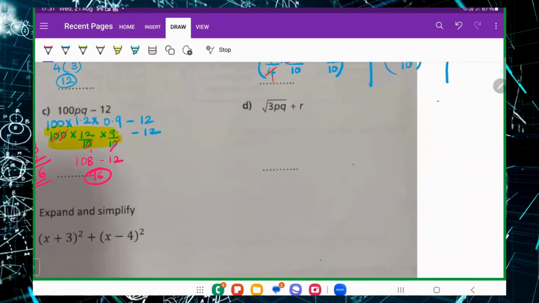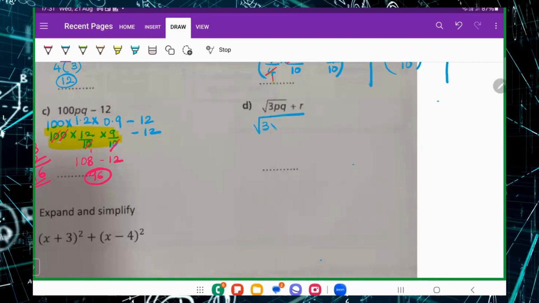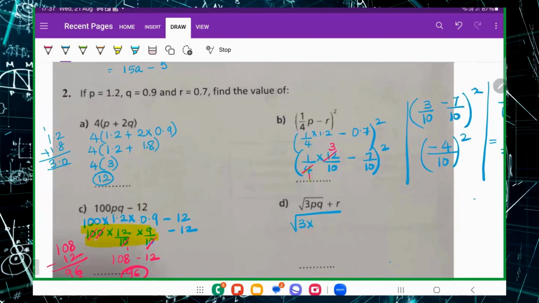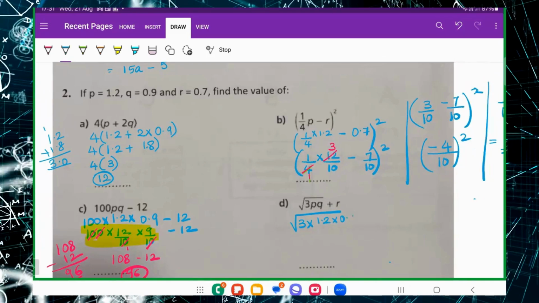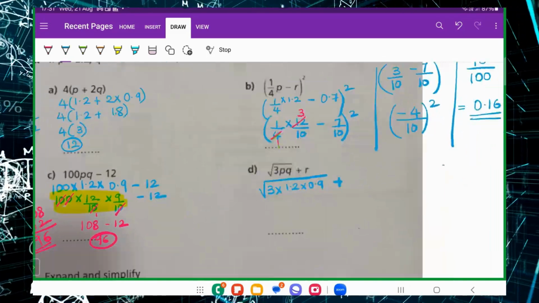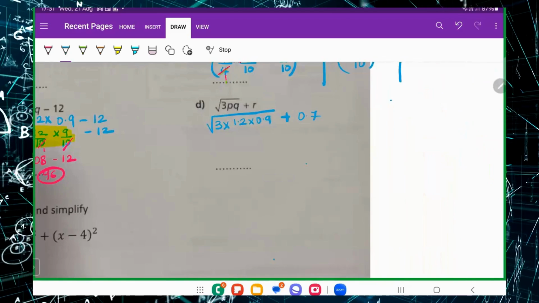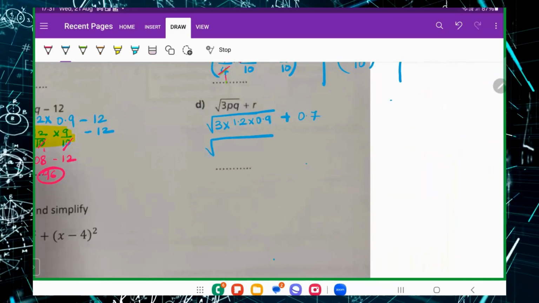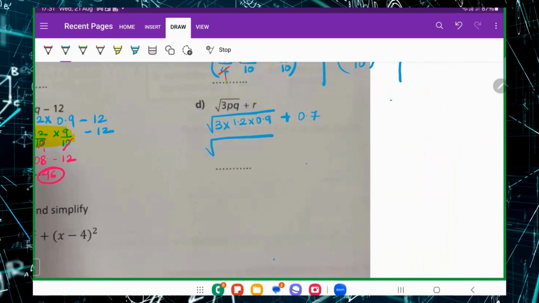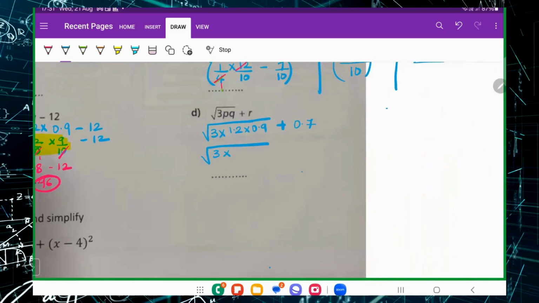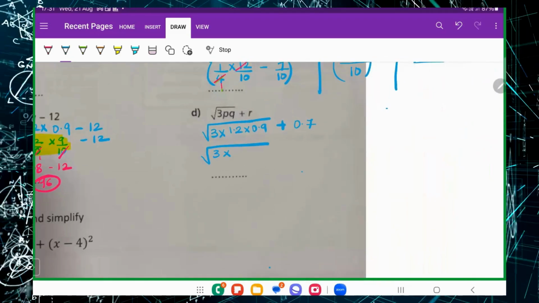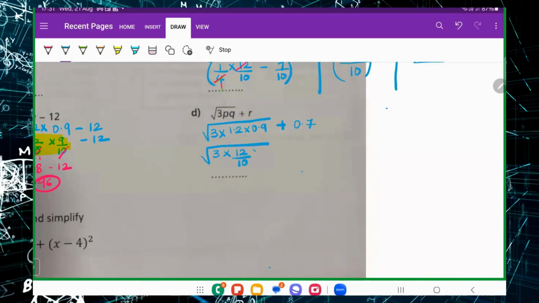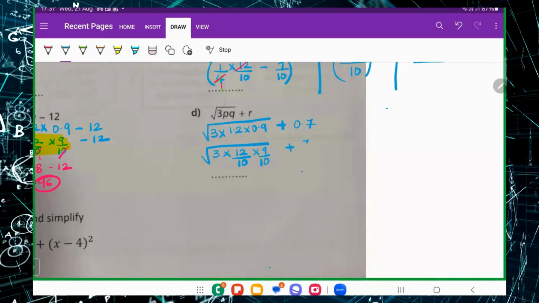You have under root 3, P is 1.2 and Q is 0.9. So 1.2 into 0.9 plus R, which is 0.7. Okay. So there are two ways again. You would want to simplify it, or you can first multiply it and then you simplify. The choice is yours. So for me, I will write it like this: 12 upon 10 into 9 upon 10 plus 7 upon 10.